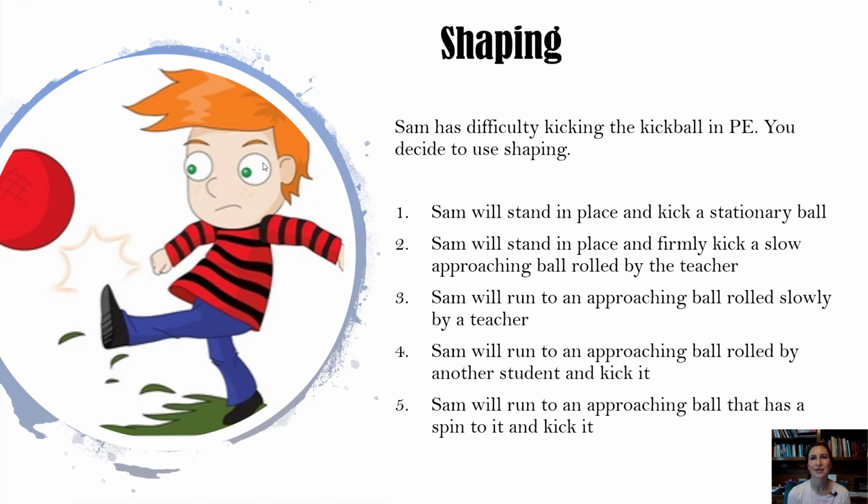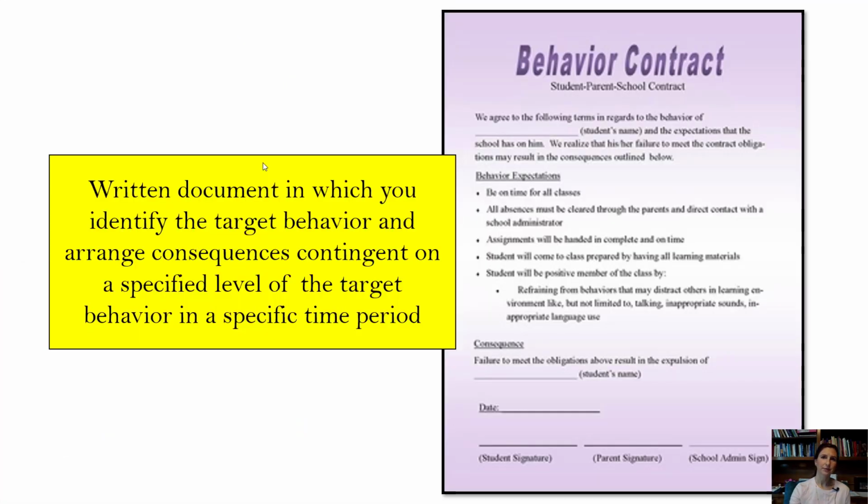Here's another example. So Sam has difficulty kicking the kickball in PE. You decide to use shaping. So first of all, Sam will stand in place and kick a stationary ball. Then Sam will stand in place and firmly kick a slow approaching ball rolled by the teacher. And then Sam will run to an approaching ball rolled by a teacher. And then Sam will run to an approaching ball rolled by another student and kick it. And then Sam will run to an approaching ball that has a spin to it and kick it. So you're shaping up these responses that occur really, really infrequently or don't occur at all.